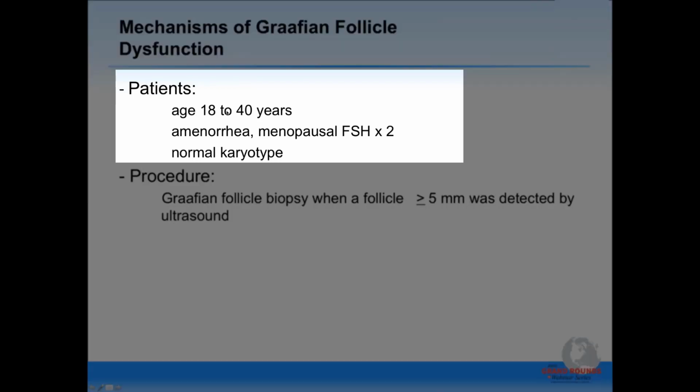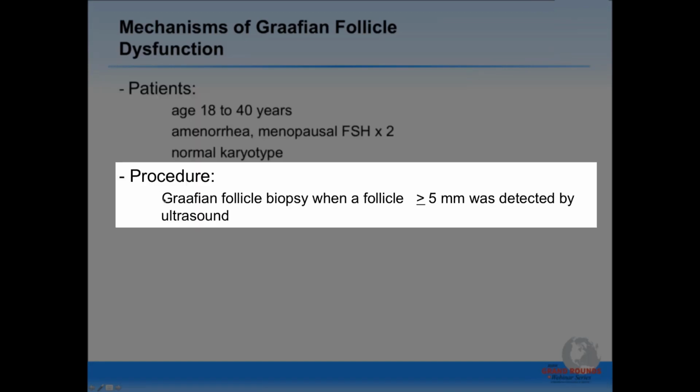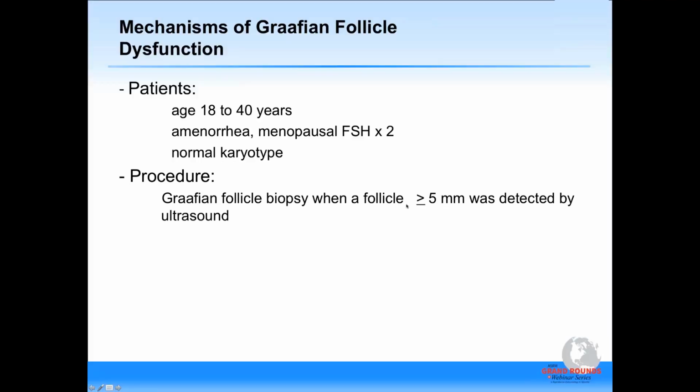So we recruited women from the ages of 18 to 40 who had amenorrhea, menopausal FSH levels, and a normal karyotype. And we followed them with ultrasounds and did a graafian follicle biopsy when we could find a follicle on ultrasound 5 millimeters or greater. They would come to the clinical center, we would take them to the OR, we would excise the follicle and do special stains and try to figure out why this isn't working.